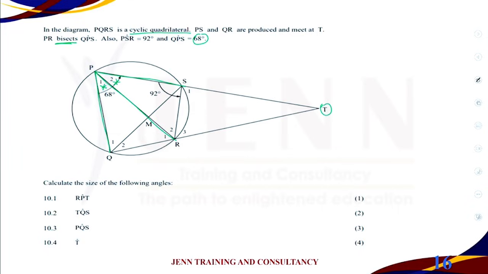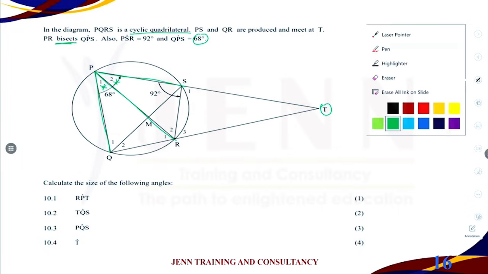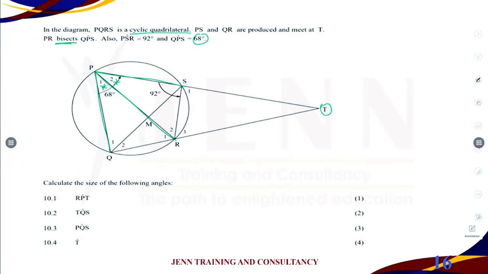And then what I know also is the size of angle QPS. Normally at school we will say angle P. So the size of angle P, you are given it as what? The size of angle P is 68. Then remember again, from the statement, you are given that PQRS.